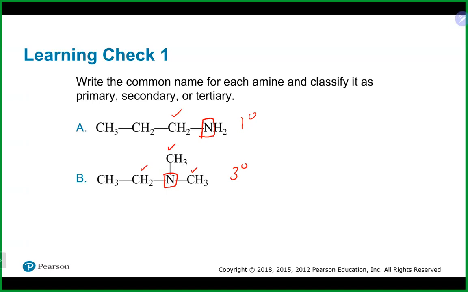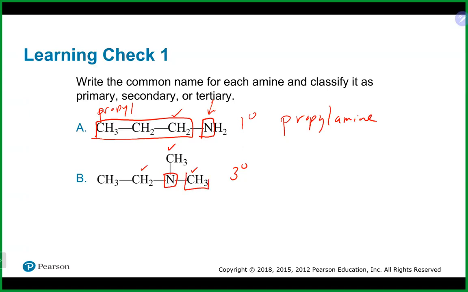To name it, we will roll with the common name, which means we just want to look at the nitrogen and see any carbon groups that are attached directly to it. In the case of the first one, this is the only carbon group attached, and that is a 3 carbon group, which is a propyl. And then we just call it propyl and put amine at the end of it. So that would be that one.